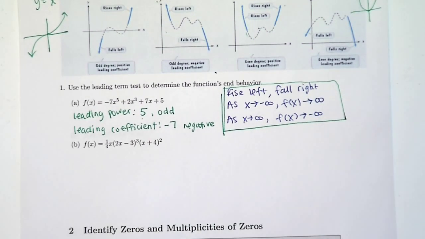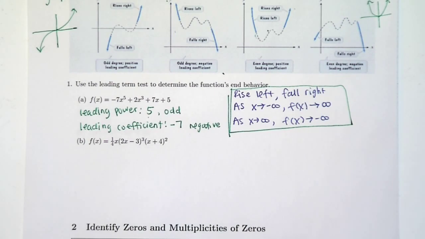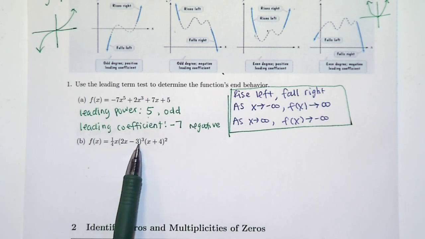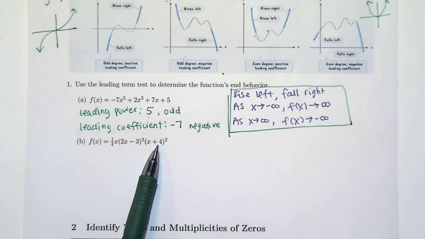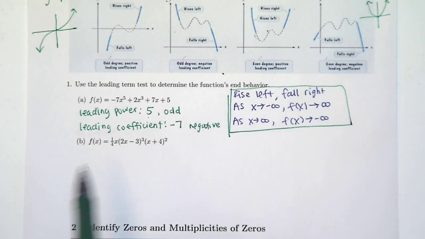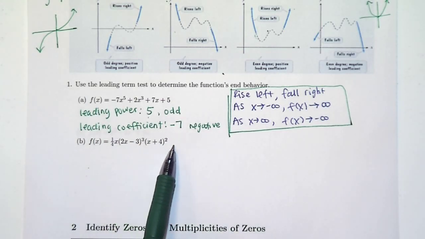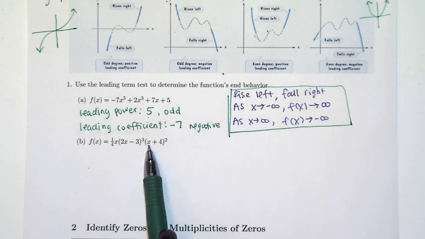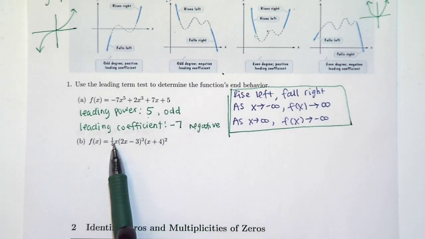All right, let's do another one. This one looks factored. It's a factored function, but it's still a polynomial: 1/4 x, 2x minus 3 cubed, x plus 4 squared. How are we going to figure out the highest power here and the biggest coefficient? Well, we can look at what it would be like to multiply this all out. We're going to end up with 3 x's here, because this is cubed, 2 x's here, and also this 1 x. I'll show you how we can figure that out.